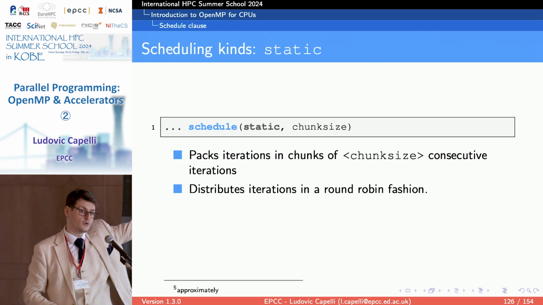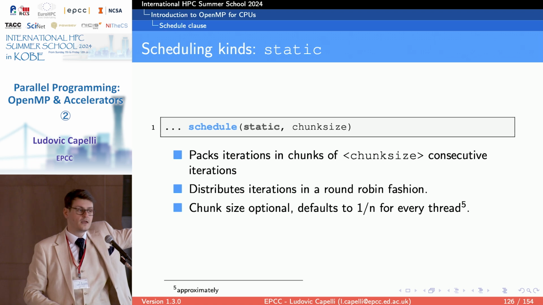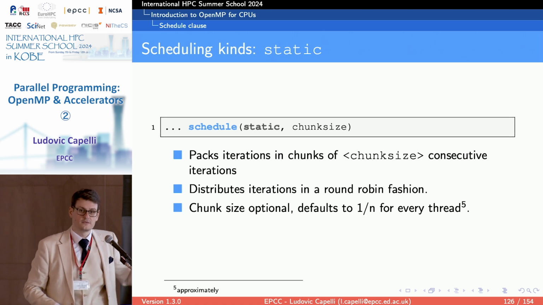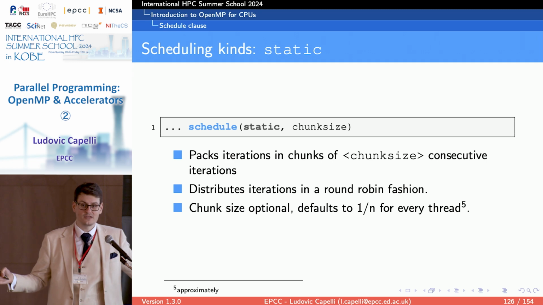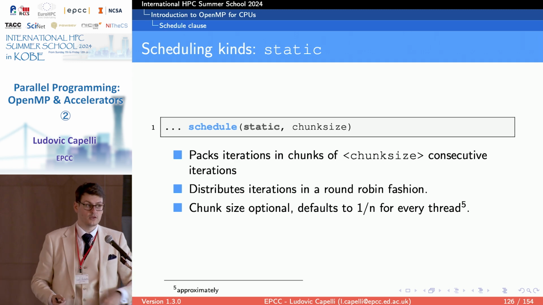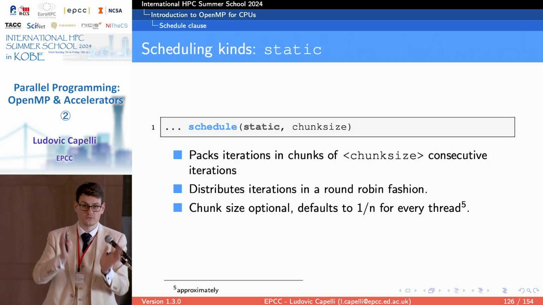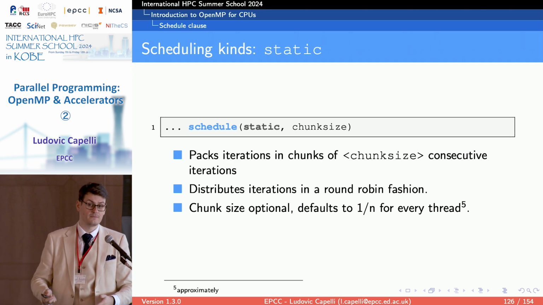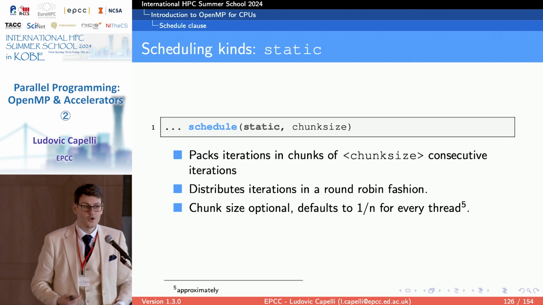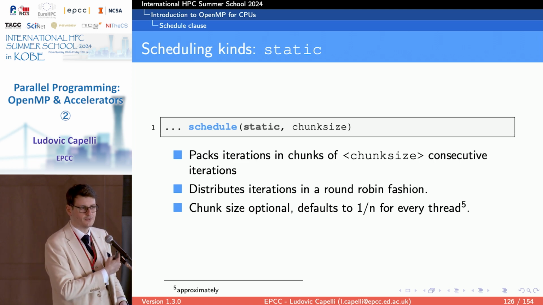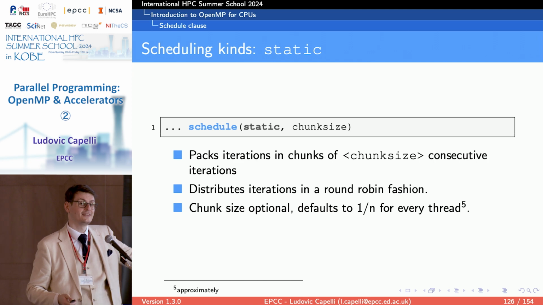By default, if you don't give a chunk size, it will be set to iterations divided by threads. So if you have 10 iterations, 2 threads, and you don't give a chunk size, each thread will do 5 iterations, done. OpenMP will even take care of this for you, which is what has been happening throughout the session so far, because we were not saying schedule.